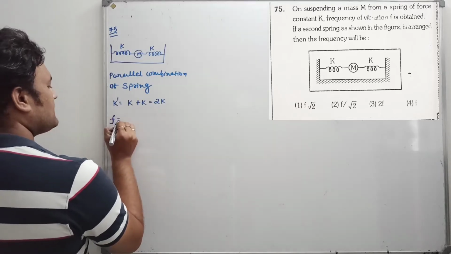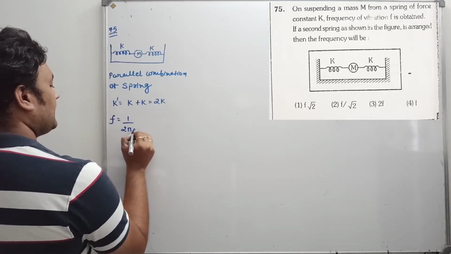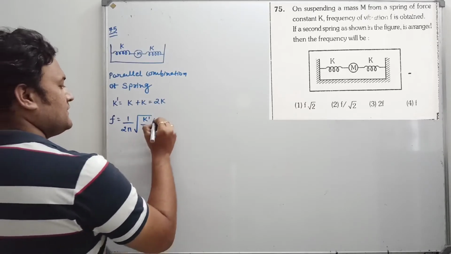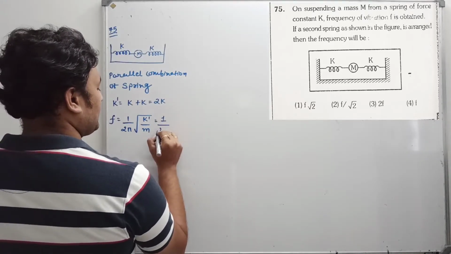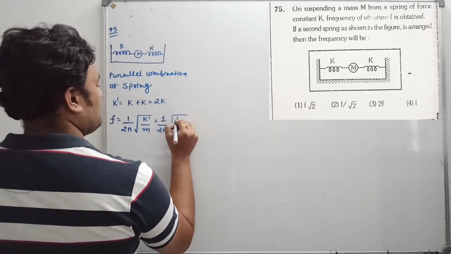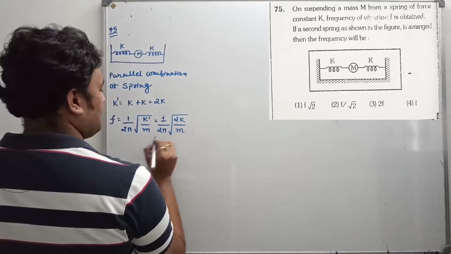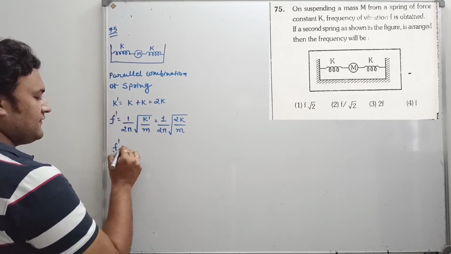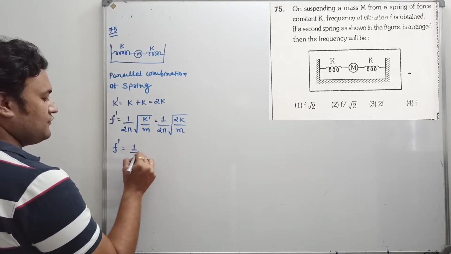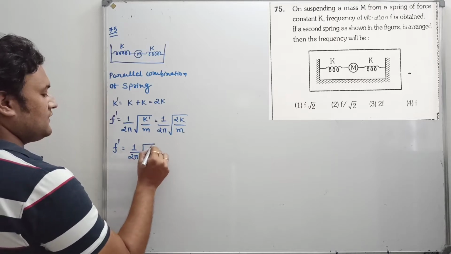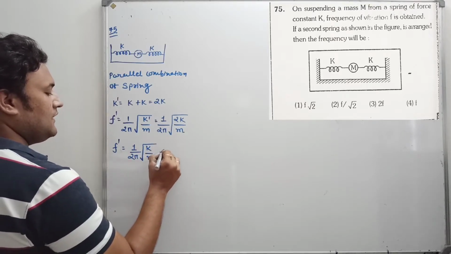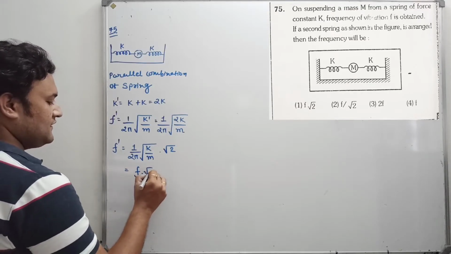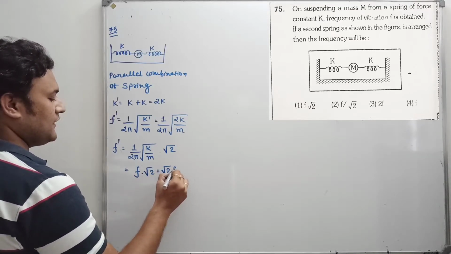What is the equation of frequency? f is equal to 1 upon 2 pi under root k upon m. So I put k dash. So this is 1 upon 2 pi under root 2k upon m. I change frequency. So this is 1 upon 2 pi under root k upon m into under root 2. So this is our initial frequency. So answer will be under root 2 into f.